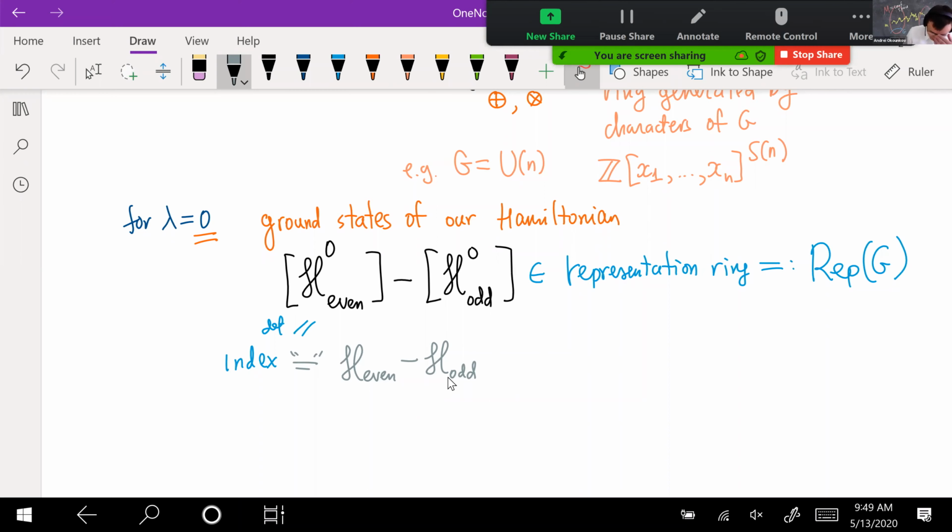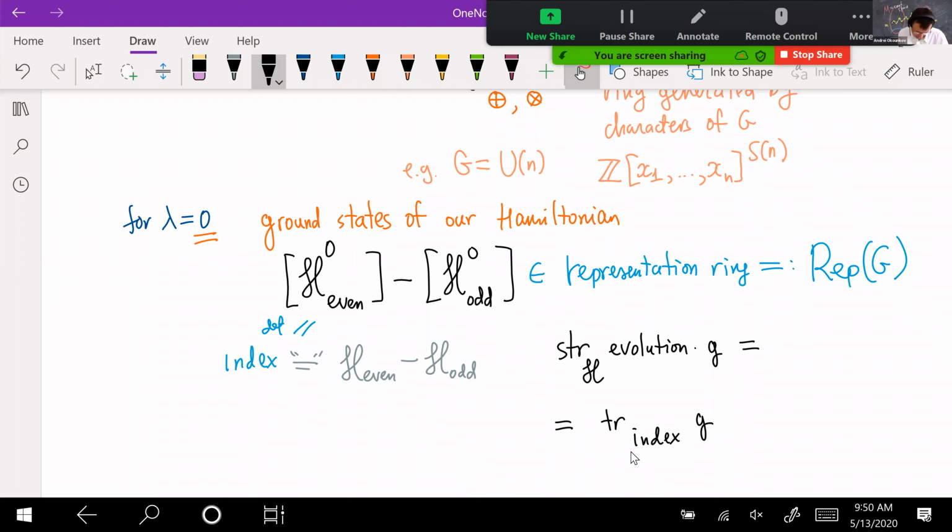In other words, if I compute the super trace of the evolution operator, as we were trying to compute before, times g, this is computed over the whole Hilbert space. Since all the non-zero eigenvalues cancel out, this just becomes the trace in this index of the element g. Since these are ground states, the evolution there is trivial, the identity operator. So we get just the action of g, however it acts here, minus however it acts there.